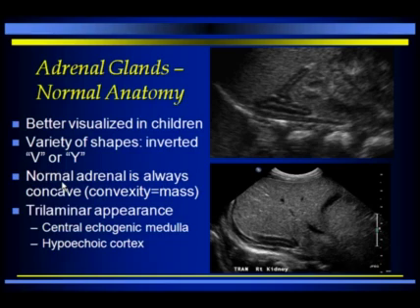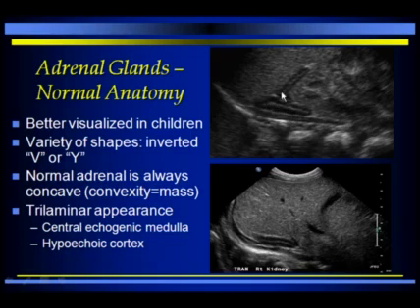Okay, so that basically wraps up what we wanted to talk about as far as the kidney goes, and now we'll talk a little bit about the adrenal gland. So the normal adrenal anatomy is really better visualized in children, so many of these slides come from children. In the adult, the adrenal is relatively smaller compared to the kidney, and so much more difficult to visualize. But in kids, it's relatively easy to see the adrenal gland. It can be an inverted V or a Y shape, with this being an inverted Y.